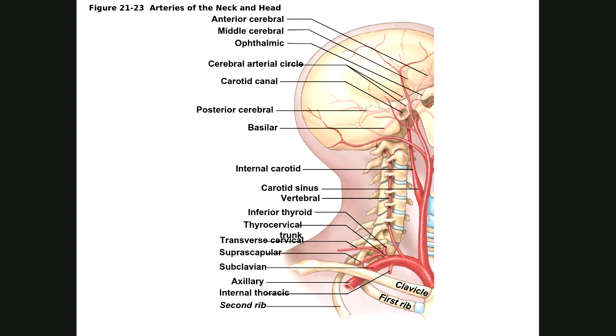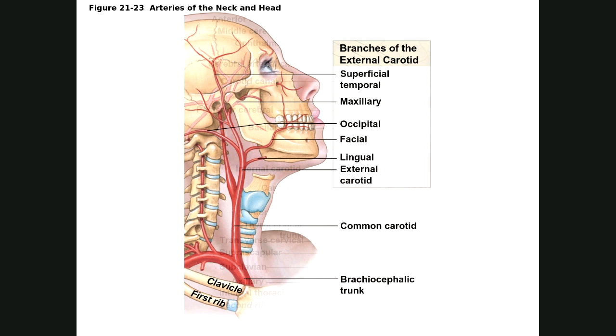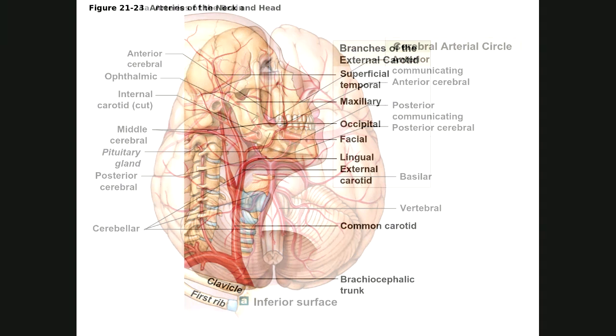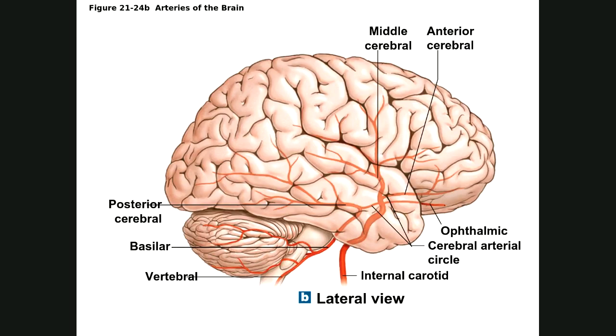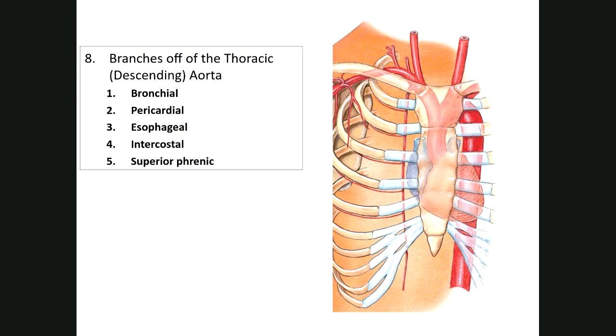In this figure here, and then of course the different arteries of the neck and the head, as well as the inferior surface of the brain with arteries of the brain. That would be a good one to identify lots of structures. This one also shows a lateral view of a lot of those arteries going up to the brain. We want to move on to the thoracic arteries that are branching off the descending aorta.